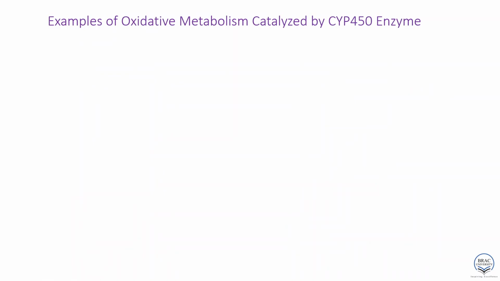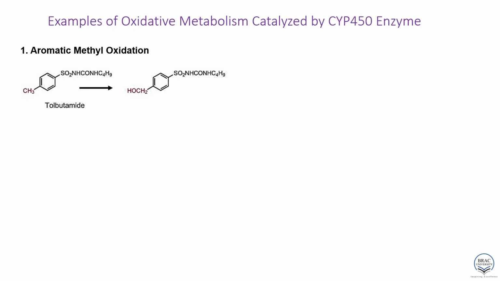So for the next example, we will be seeing more examples of oxidative metabolism done by this large liver enzyme, CYP450. This type of reaction is aromatic methyl oxidation. From the name, there is an aromatic group and a methyl group here, and this methyl group will be oxidized. You can see it is oxidized because there is a gain of oxygen or hydroxyl group, making it CH2OH.